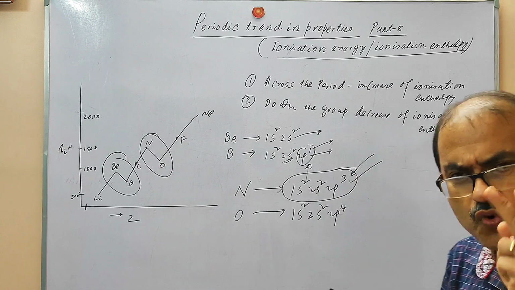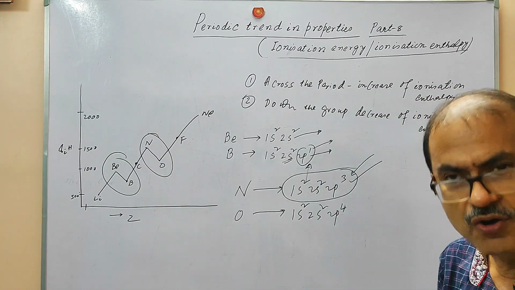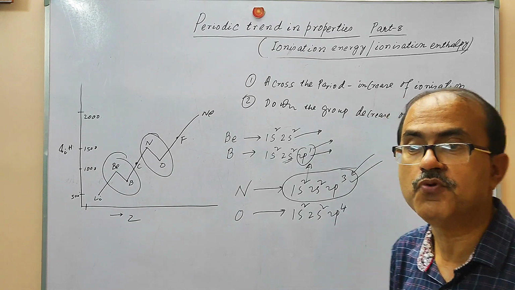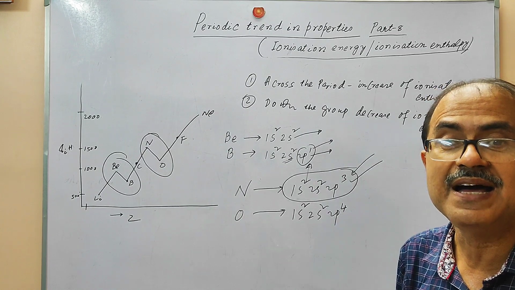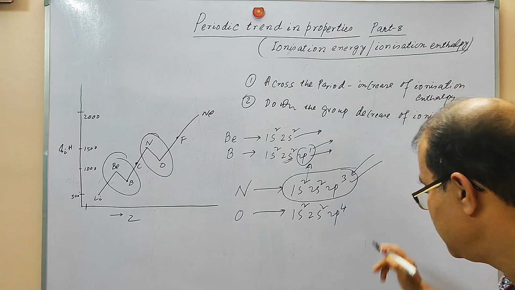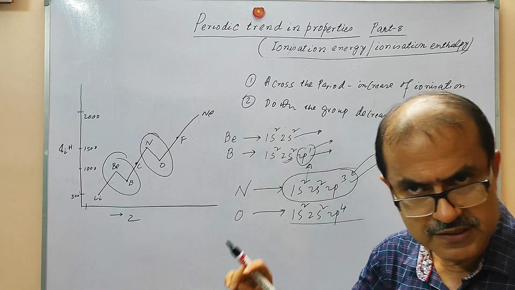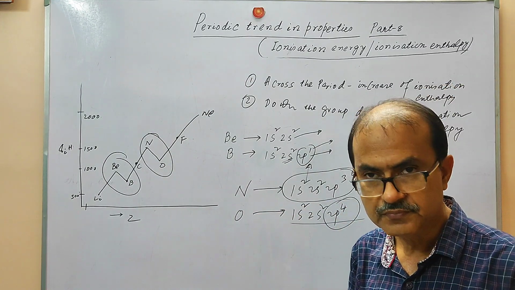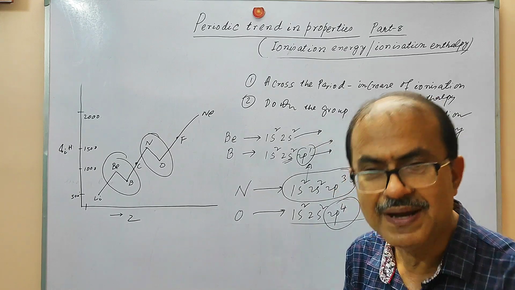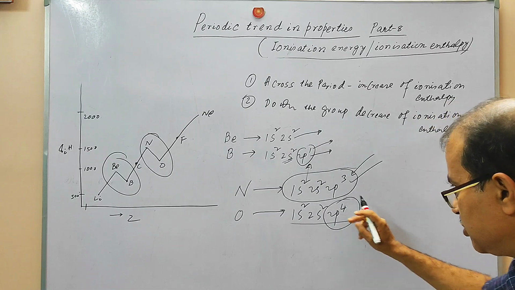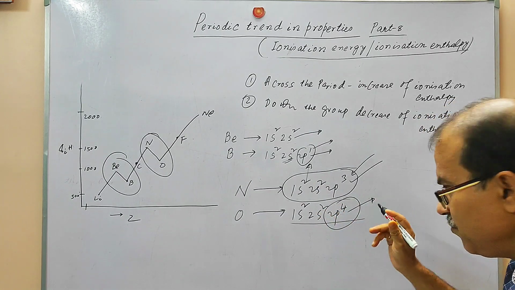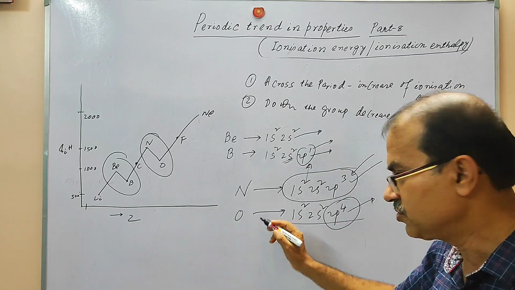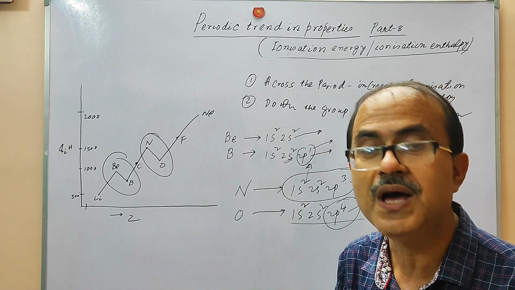In oxygen, you can see two electrons will be in one of the 2p orbitals, and there will be a repulsive force between them. This repulsive force will outweigh the increase in the nuclear charge. So in oxygen, the nuclear charge is increasing, but these repulsive forces between the 2p electrons will counterbalance the increased nuclear charge. So in this case, you need lesser energy to remove the electron from oxygen, and that is the reason oxygen has a lesser ionization enthalpy as compared to nitrogen.